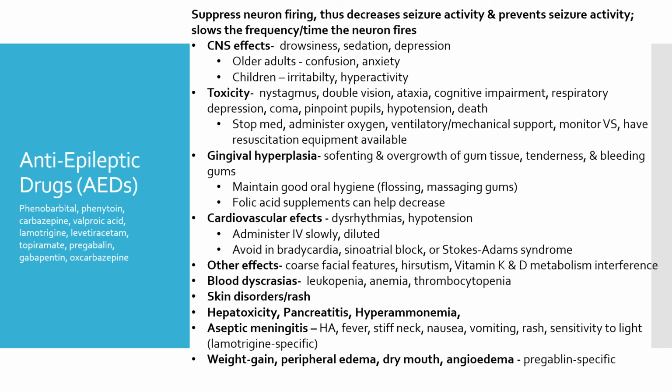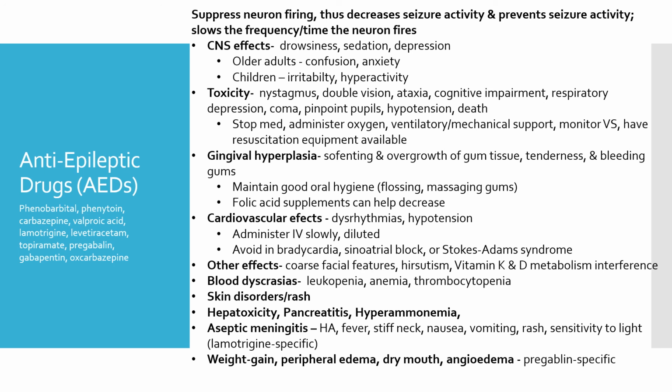These come with some CNS effects, maybe a little bit different in older adults than in children. We also have some toxicity, so nystagmus, double vision, ataxia, can lead to coma, pinpoint pupils, and death. Make sure that if we suspect any of this, we're stopping the medication, supporting them respiratory-wise, and resuscitating them if needed.